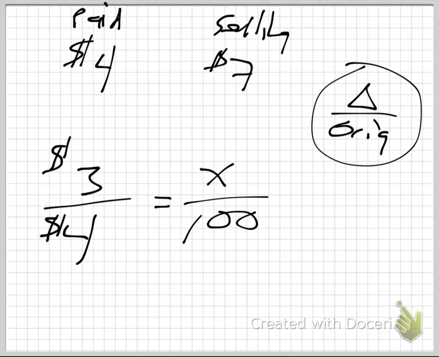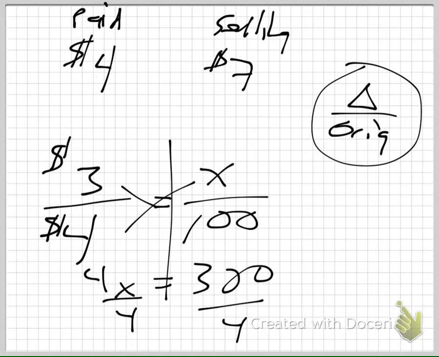Do you see what I'm talking about here? A lot of you know how to do this anyway, but I'm going to go through this. 4x equals 300. Divide by 4, divide by 4. X equals 75. 75%, right? I marked it up 75%. Make sense?